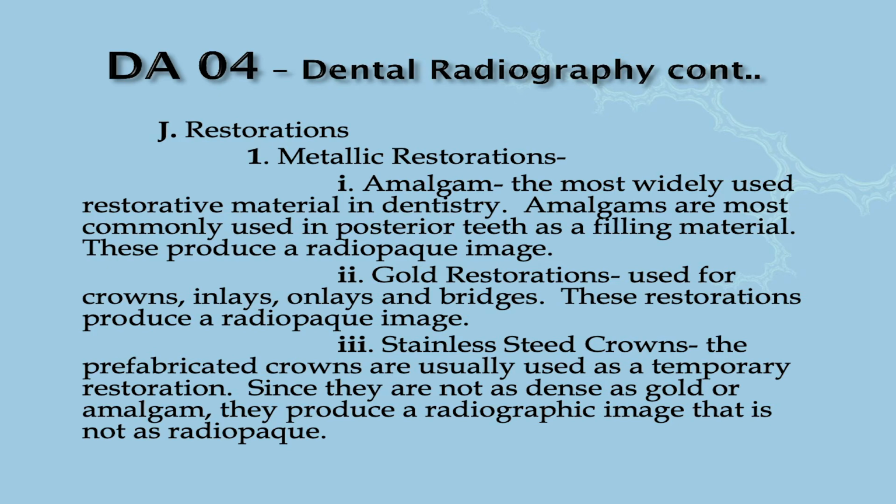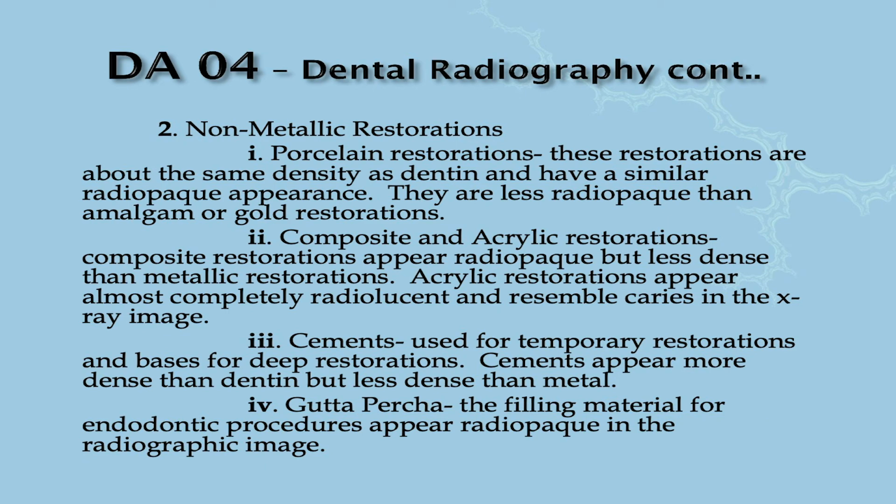Now let's discuss non-metallic restorations. Porcelain is one of the most commonly used ones in dentistry, and it is about the same density as the dentin, or middle part of the tooth, and it tends to have about the same radio-opaqueness as the dentin. Less radio-opaque, though, than amalgam and gold. We also use composite and acrylic restorations often, and composite appears radio-opaque but less than metallic or amalgam. And acrylic restorations appear almost completely radiolucent and sometimes can even resemble caries or cavities in an x-ray.